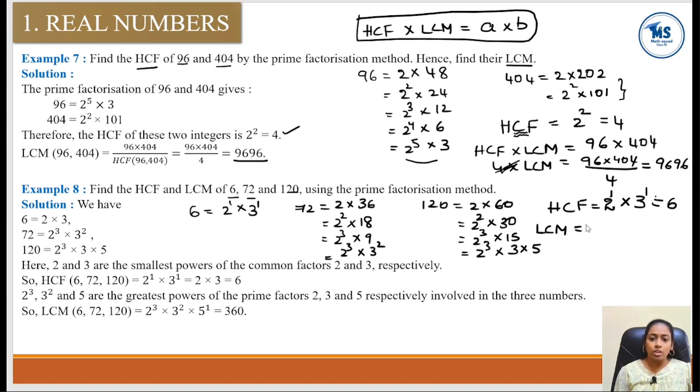Now LCM. For LCM, we need to consider every prime factor. First I will consider 2. The highest power of 2 is 3 here, 3 here. So highest is 2 cube. Next I will consider 3. For 3, the highest power is 1, 2, 1. So the highest power is 2. Next, 5. The highest power is 1 itself. So 2 cube is 8. 8 into 3 square, which is 9, 8 nines are 72. 72 fives are 360. So LCM is 360. HCF is 6 and LCM is 360.